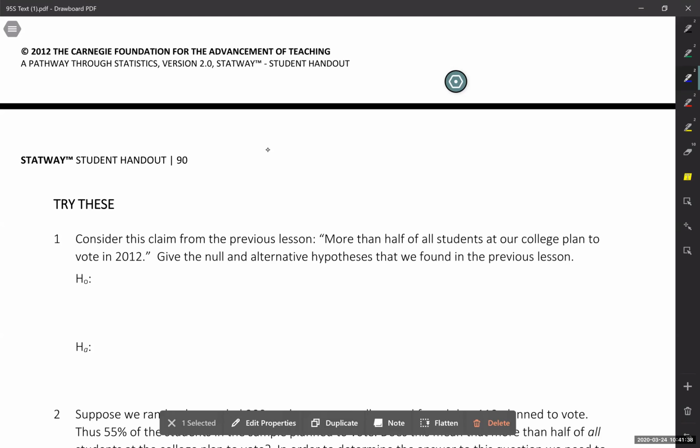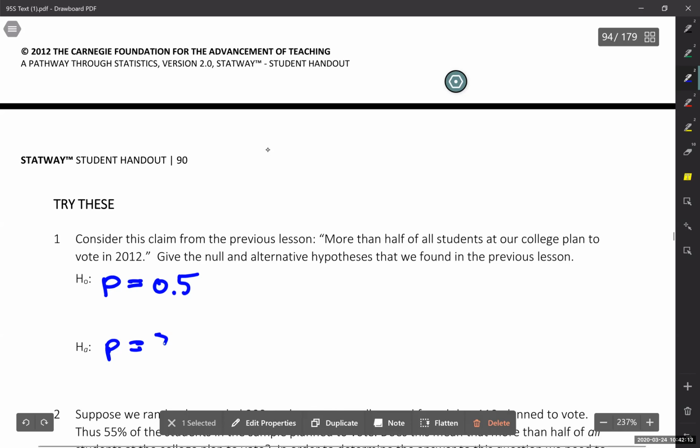Okay. So here, consider the claim: more than half of all students at our college plan to vote. Give the null and alternative. So we're going to do this kind of whole problem. All we did before was just give the null and alternative, and now we're going to work through this problem a little bit. The null was that the proportion was equal to a half, and the alternative was that the proportion was greater than a half.